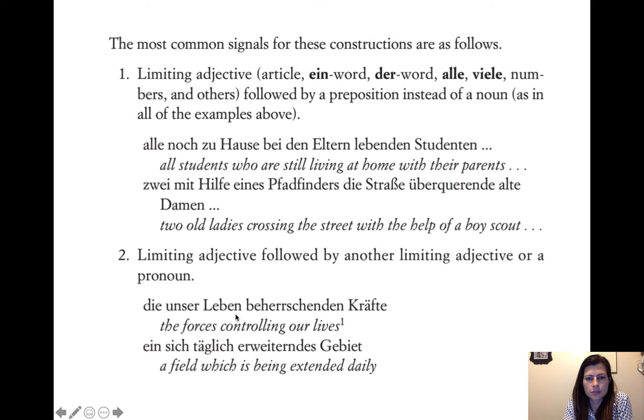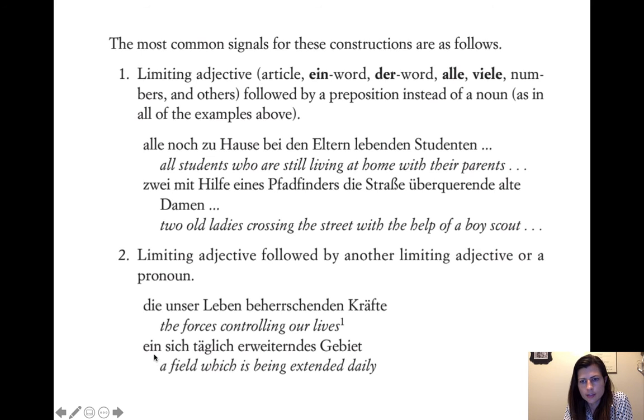So this one's pretty short, so you don't necessarily have to do the relative clause. You could say the forces that are controlling our lives, and that's also fine. Or you can leave it out, the forces controlling our lives. Ein sich täglich erweiterndes Gebiet, a field which is being extended daily. Erweitern is to extend, and then we've got that D on there to make the present participle, and then we've got an ES, that's an adjective ending because it's now an adjective. So you see ein, and then you see stuff that is not a noun at all, and then finally the noun.